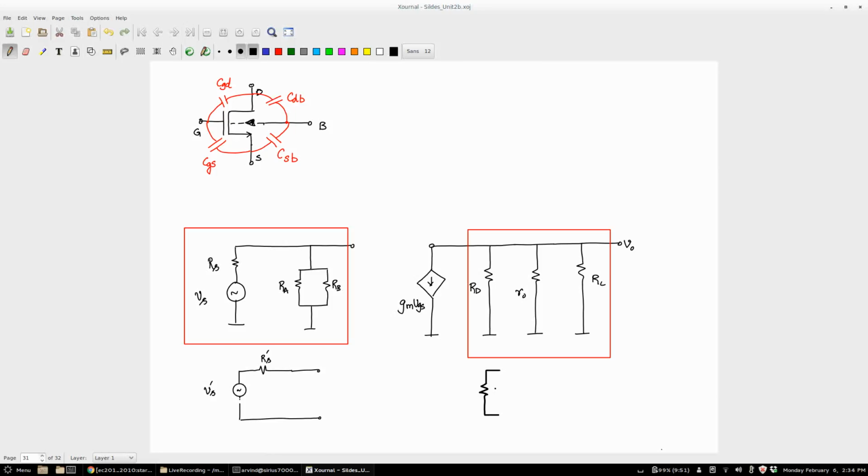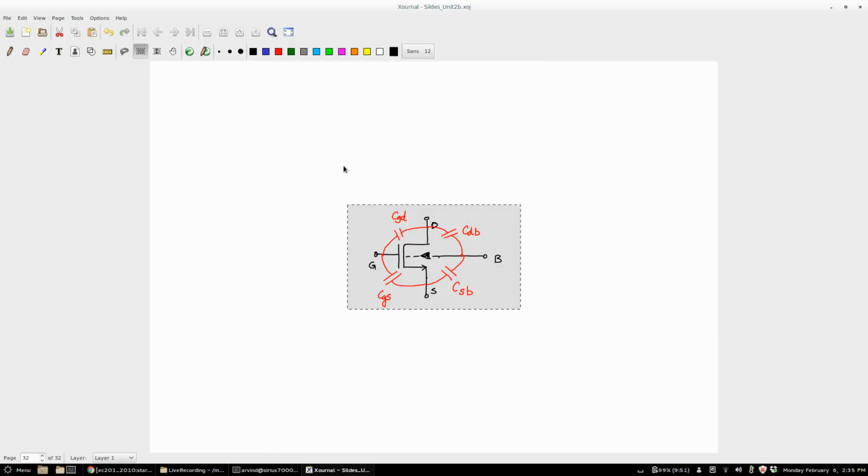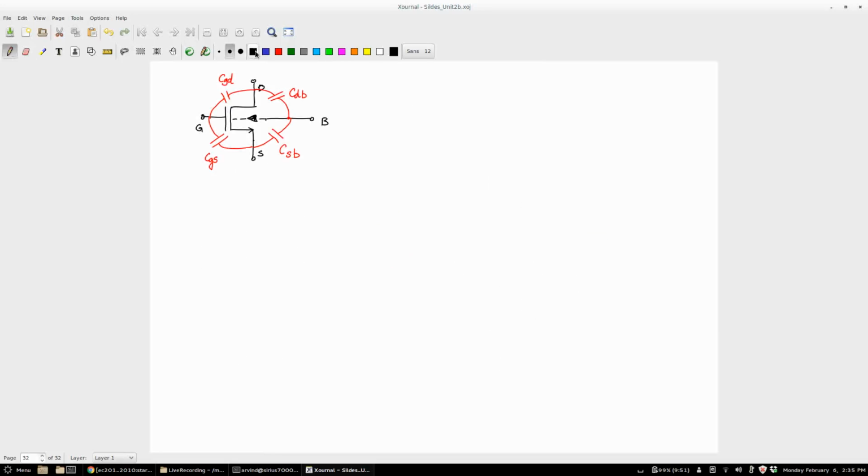Okay. Similarly, what can you do for the right hand side? All of that can be replaced by what? A single value of resistor, and in principle I should call it some RL prime, but in order to keep my notation clean I am just going to call it RL. Okay.